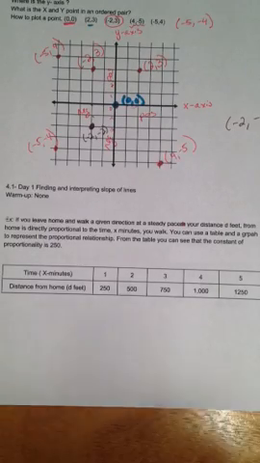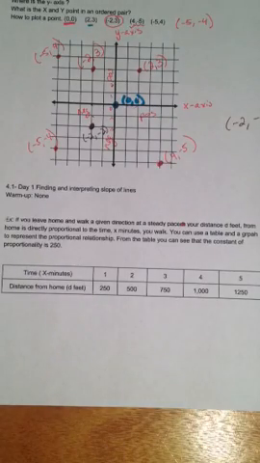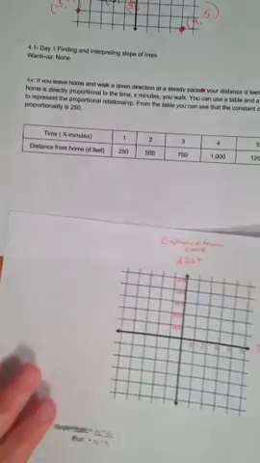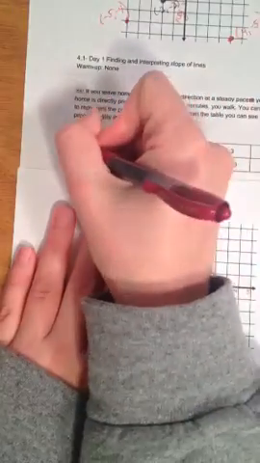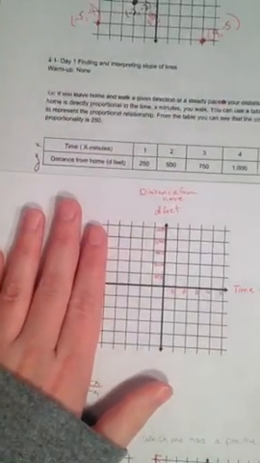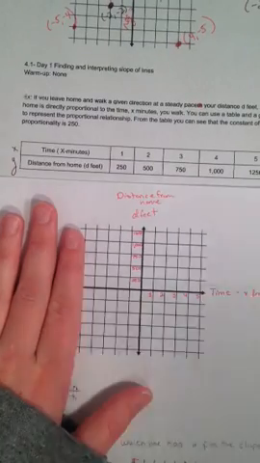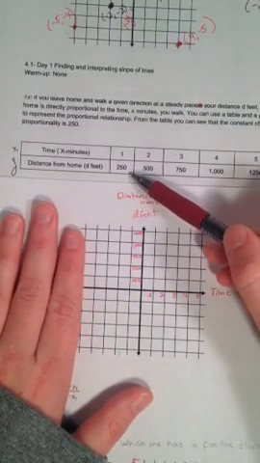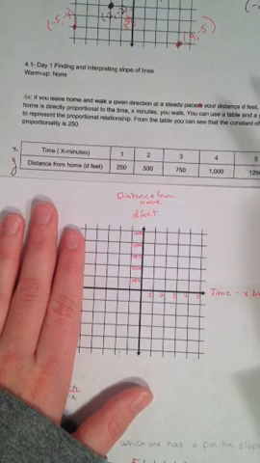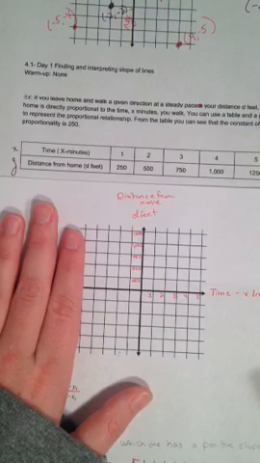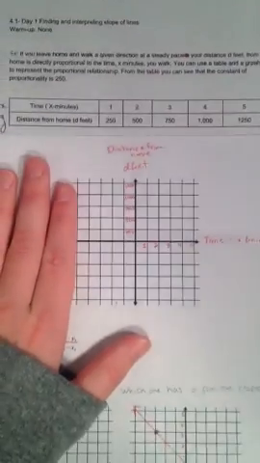From the table, you can see the constant of proportionality is 250. So I'm going to graph this information. Really this is like my x coordinates and my y coordinates. Time is x minutes and distance from home is d feet. At 1 minute I've gone 250 feet, at 2 minutes 500 feet, 3 minutes 750 feet, 4 is 1,000, 5 is 1,250. So I've plotted this on my graph in case you can't see my numbers here.